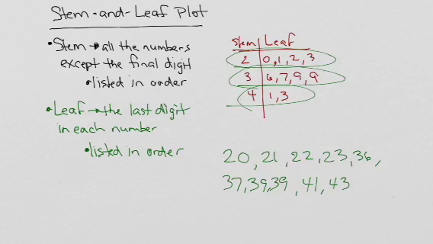Now, if there's decimals involved, you have to note that. So sometimes what we do is we put in a key. And we might say, the key 2|0 equals 20, so that people know that they're not looking at decimals.